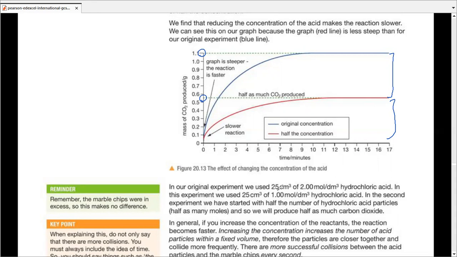Okay, now, since we are using 25 cubic centimeter of 2 mole per decimeter cube on the blue line experiment, and we're using 25 cubic centimeter of 1 mole per decimeter cube hydrochloric acid, and the lines are ending at different points, which means half as many moles of carbon dioxide would be produced for this red experiment than this one. Let's suppose we're producing 2 moles of carbon dioxide over here, and we'll only produce 1 mole of carbon dioxide over here. All right?